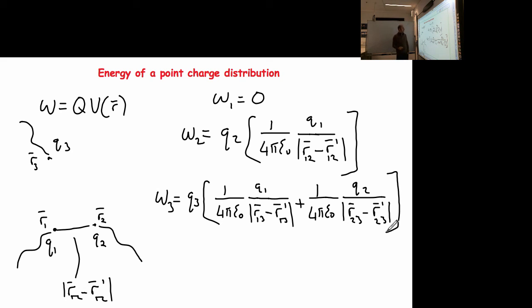And now clearly if we were to bring in another point charge Q4, the work that will be done on Q4 will depend on the potential of Q1, Q2 and Q3. Okay, so this distance here is given by R23 minus R prime 23, and then we've got this other distance, which would be R13 minus R prime 13.